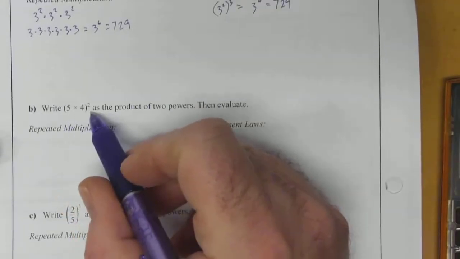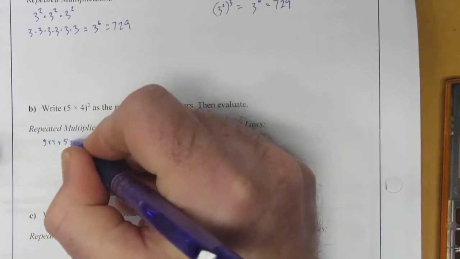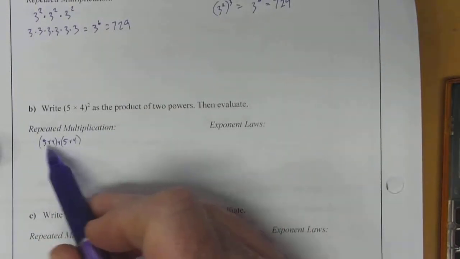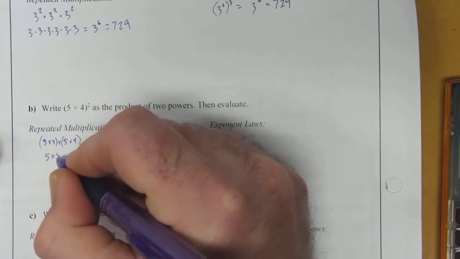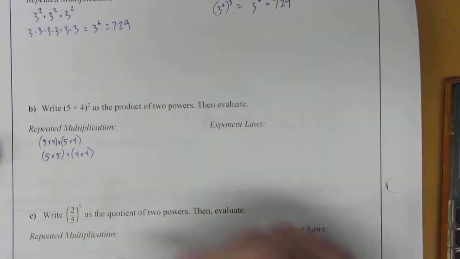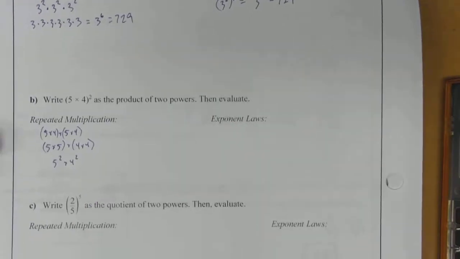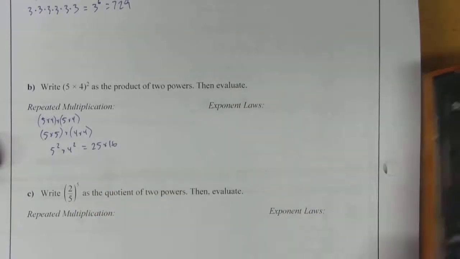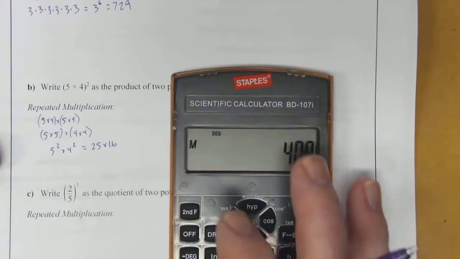So using repeated multiplication, 5 times 4 times 5 times 4. I'll give you the brackets on this one. So that's squared. Now we can regroup. So we've got 2 5s in there, and we've got 2 4s. So that can be written as 5 squared times 4 squared, which is equal to 25 times 16, which equals 400.